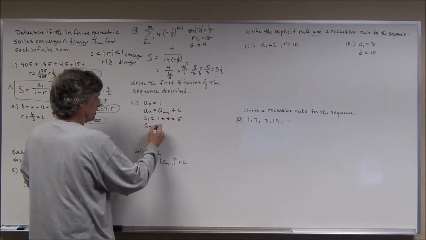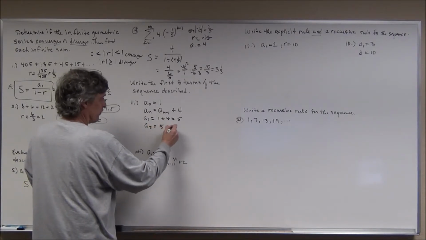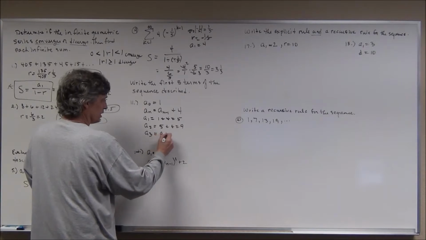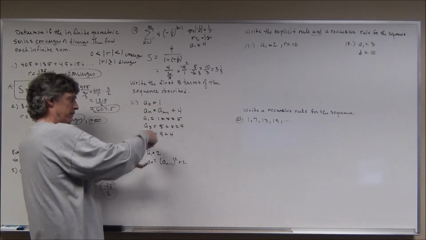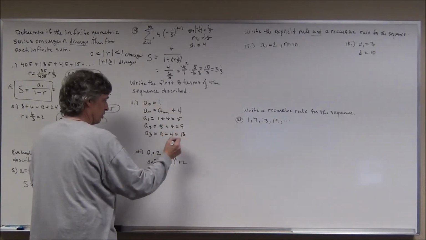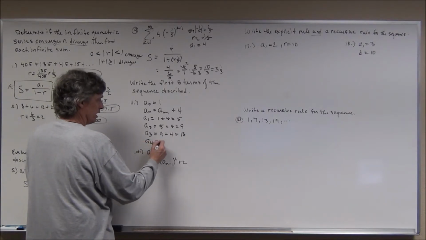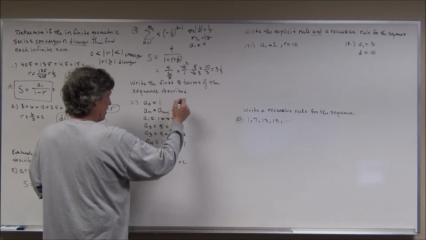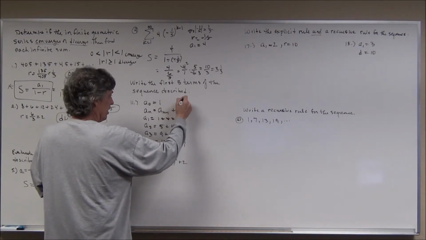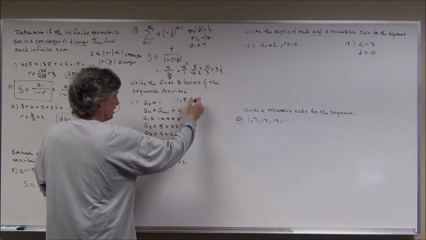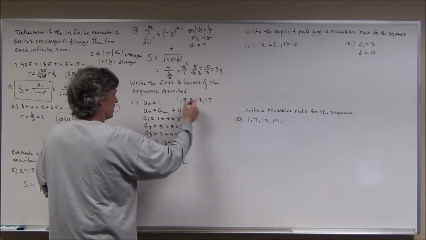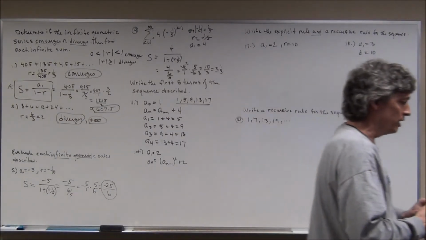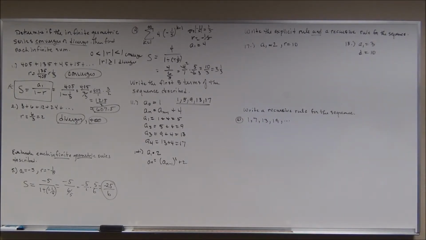A sub 2 is equal to 5 plus 4, which is 9. A sub 3 is equal to 9 plus 4. You're adding 4 to the previous term to get the next term. And a sub 4 is equal to 13 plus 4, which is 17. So my first 5 terms are 1, 5, 9, 13, and 17. Unless, of course, your teacher decides for some bizarre reason not to count a sub 0.